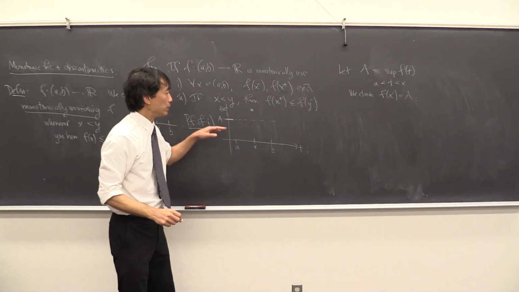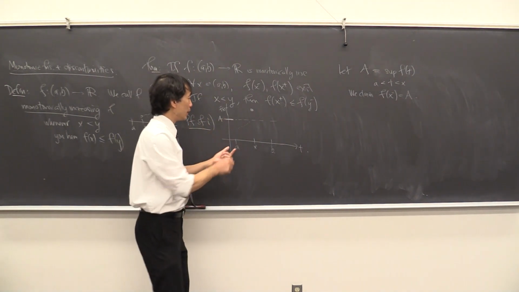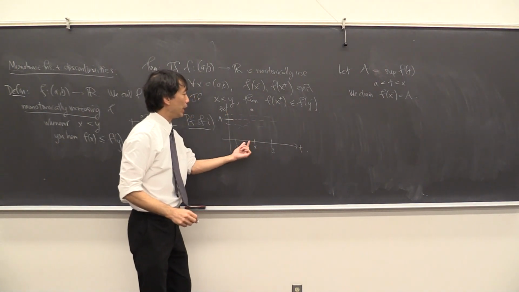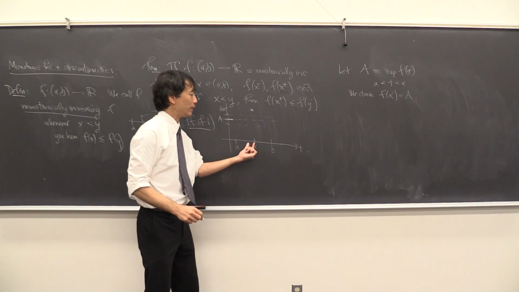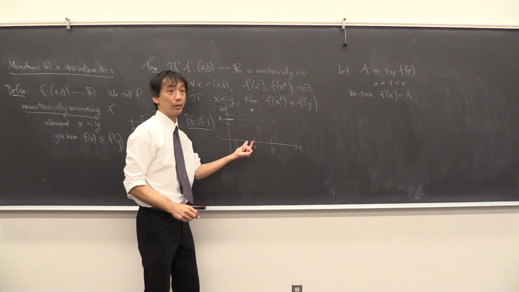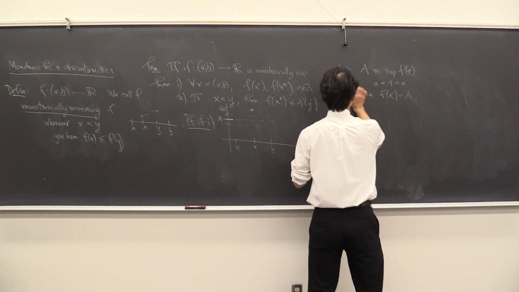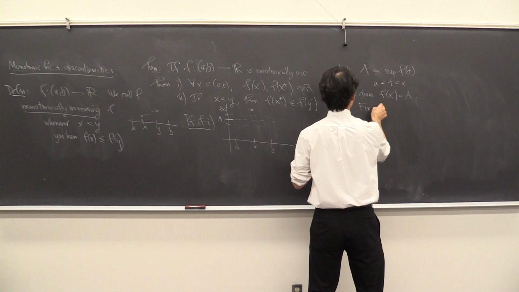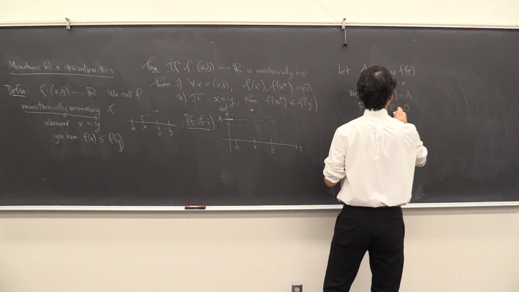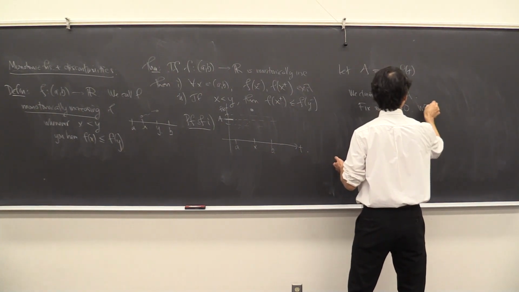And so what do we want to show? We want to show that given any epsilon neighborhood here, we can find a left-handed delta neighborhood of x that gets mapped inside there. So let's fix some epsilon greater than 0. Pick some epsilon.